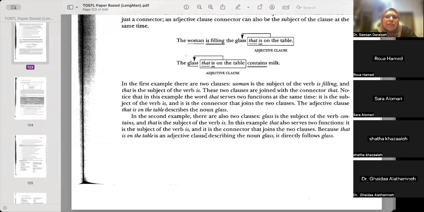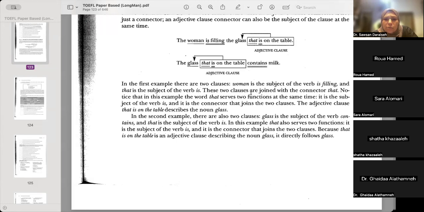Let's see what is said here by the TOEFL book explanation, okay? In the first example, this one over here, there are two clauses, right? Yes, there are two clauses. This one and this one. Woman here is the subject of the verb is filling, the present continuous. And that is the subject of the verb is, right? It's the subject and the connector.